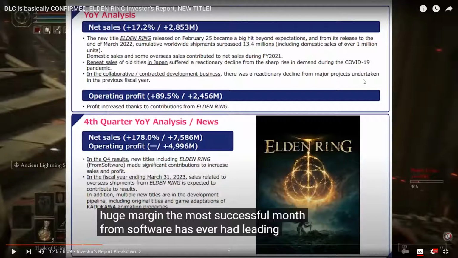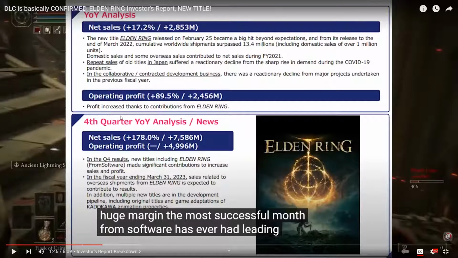So as you can see, this is a screen grab. This screen grab right here is a portion of the financial report, or what the guy in the video called the investor's report. As he mentioned, this document is not really for public consumption, but is a sort of guidance for stockholders in order for them to know the prospects of the company during the past fiscal year and the accompanying forecast as to how the company would be performing in the year ahead. So makikita ninyo dito, pinakita gaano kataas yung percentage ng net sales ng laro, no? Became a big hit beyond expectations. Cumulative worldwide shipments surpassed 13.4 million, including domestic sales of over 1 million units.